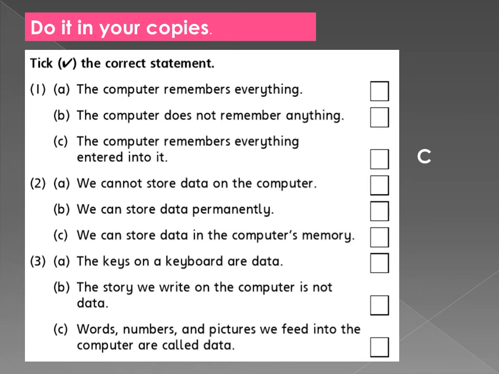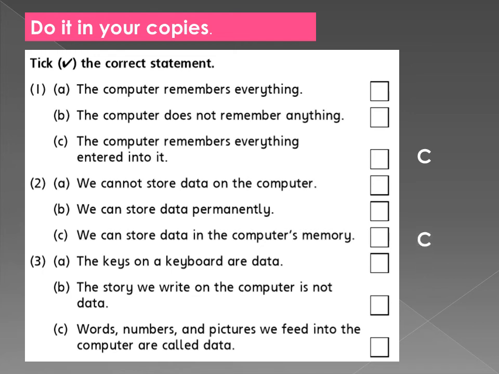Now second one, A part. We can't store data on the computer. This is wrong. B option. We can store data permanently. This may be right. Let's check the C option. C is we can store data in the computer's memory. C option is right because we can't store data permanently. Sometimes data is deleted. So C is the right option.